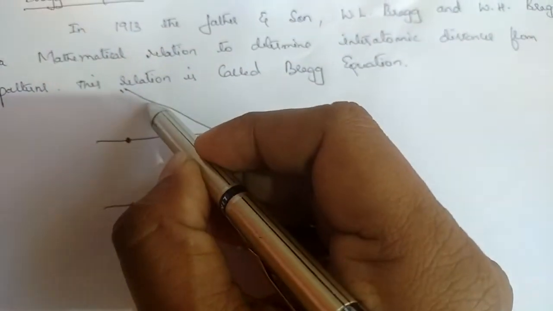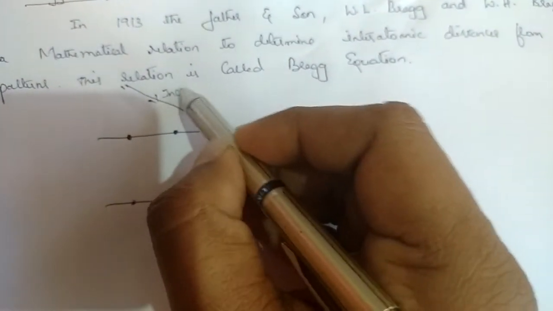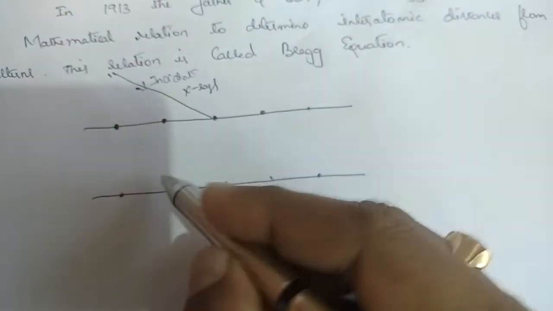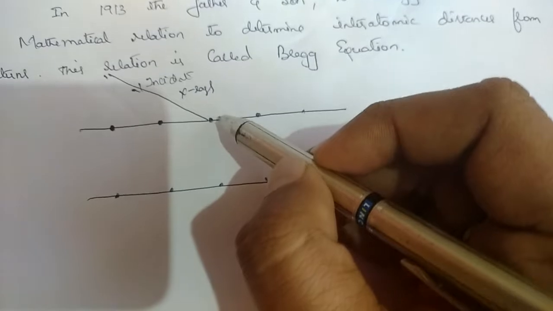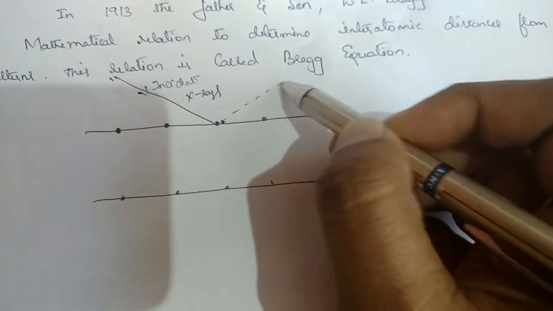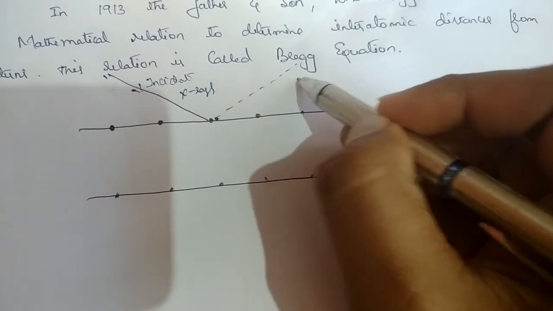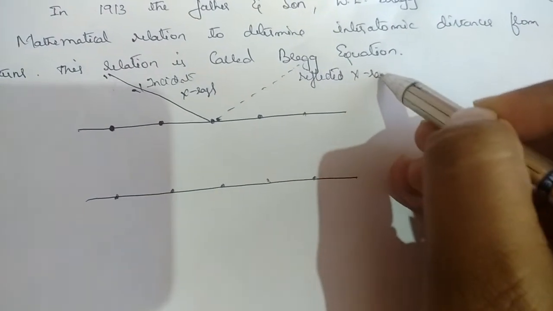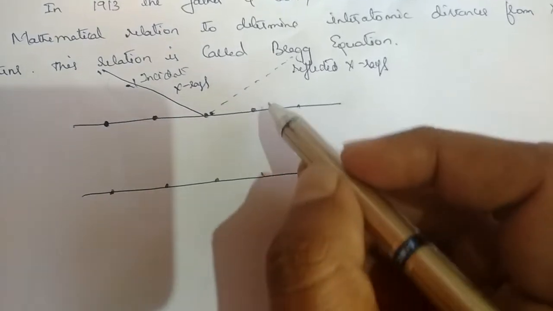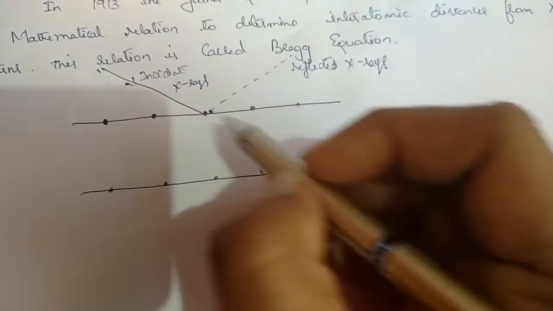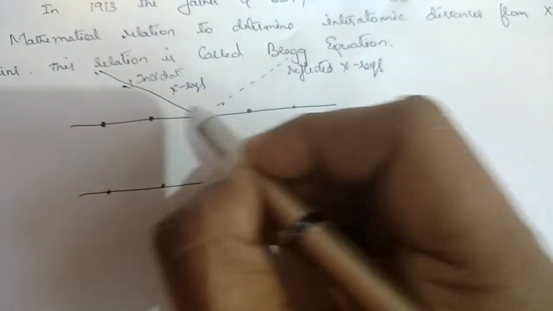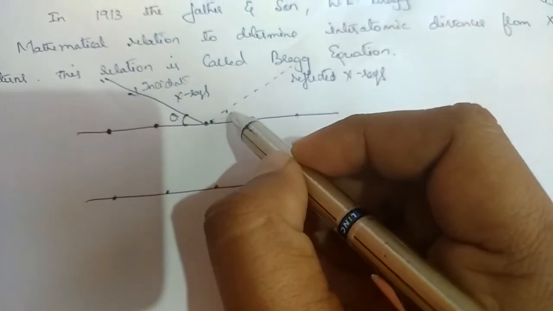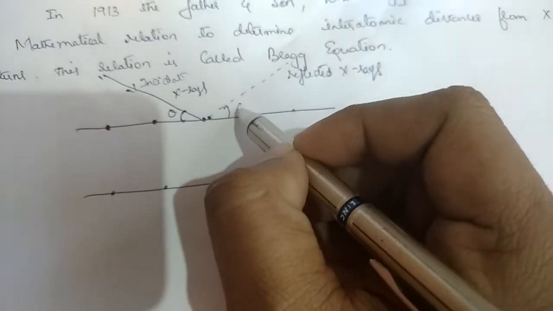This is known as the incident X-rays. When incident on the plane, it will be reflected. This is known as the reflected X-rays. There are two planes, and the rays are reflected. The incident angle is called the glancing angle theta, and it is also reflected at the angle theta.